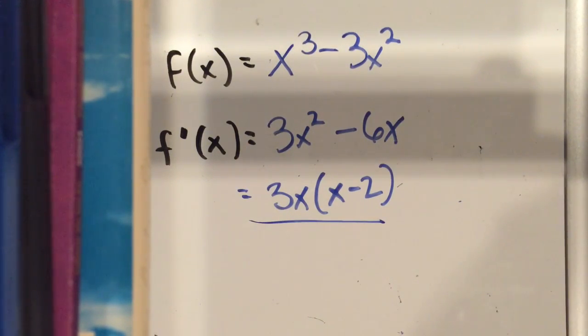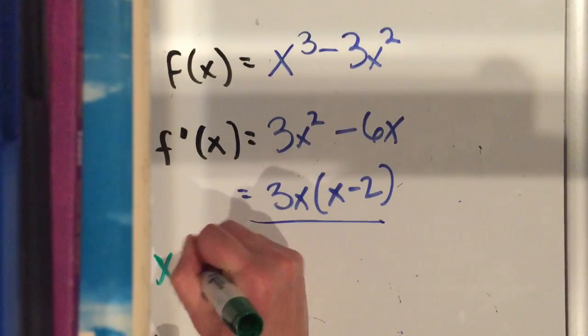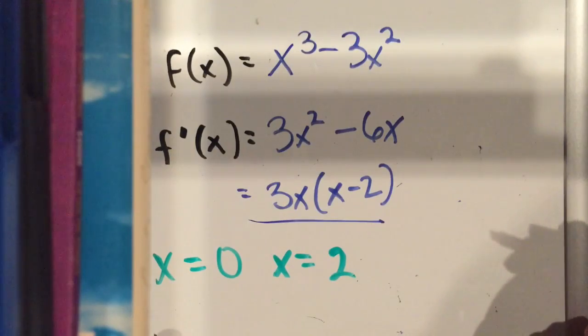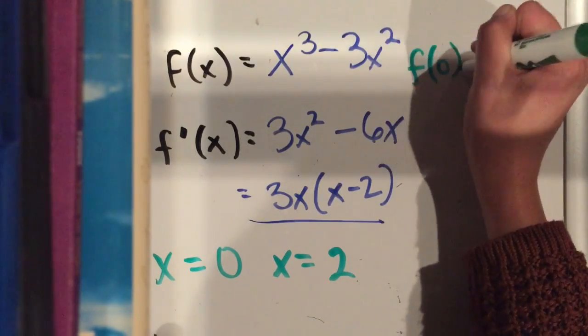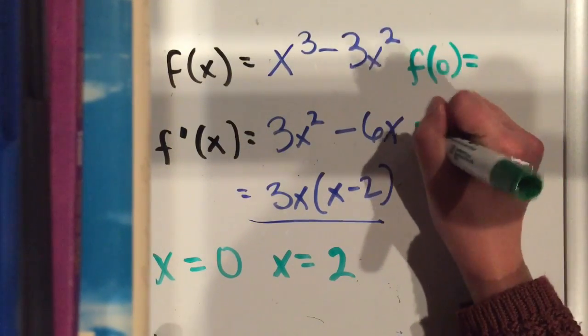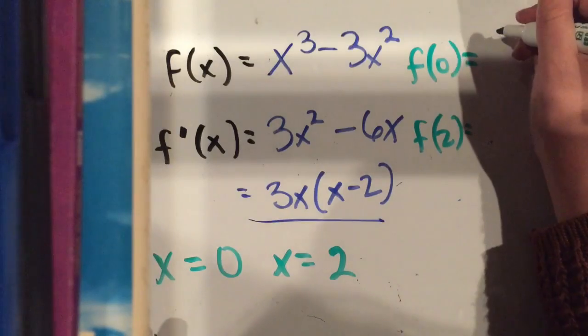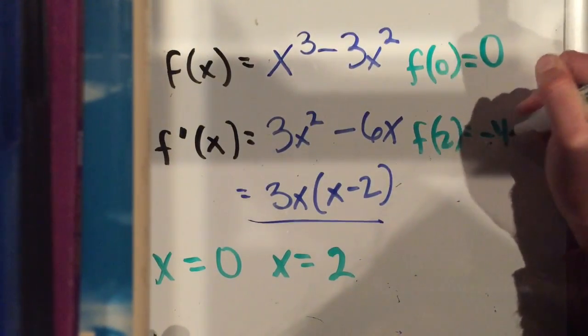So say this is our critical numbers that we get. And then when you plug this in to the original function, we get 0 and negative 4.